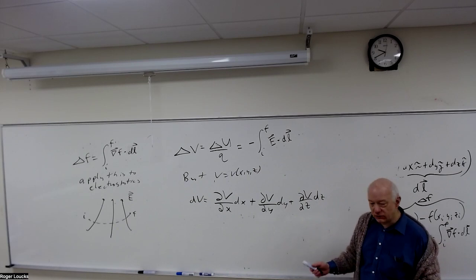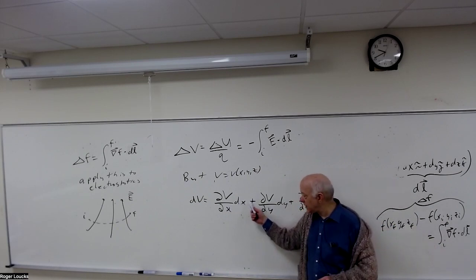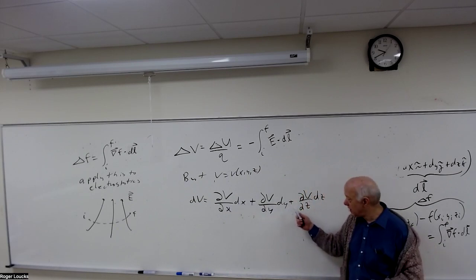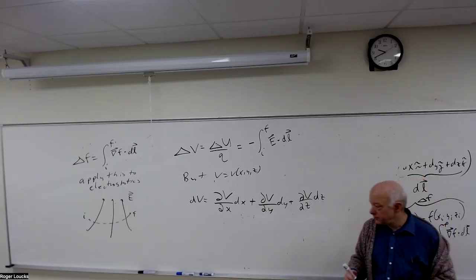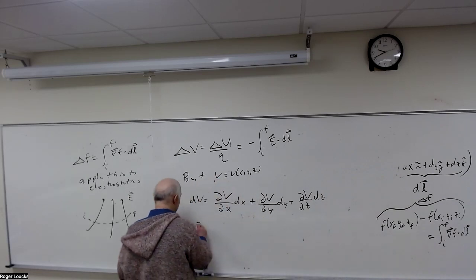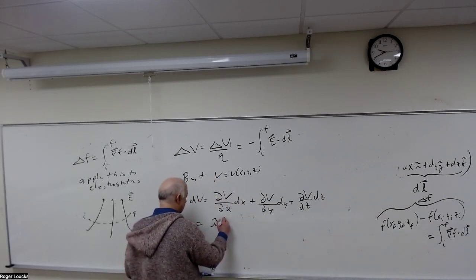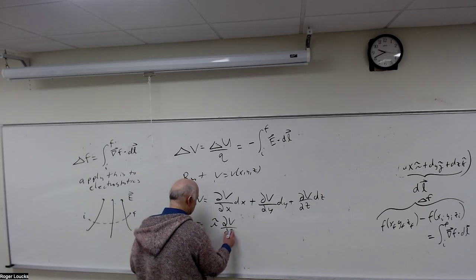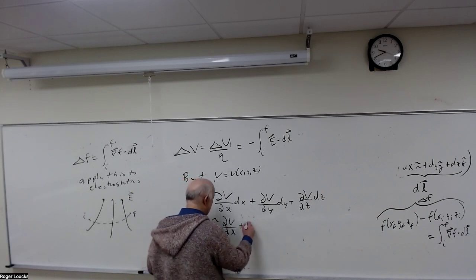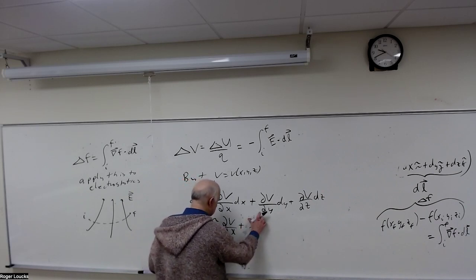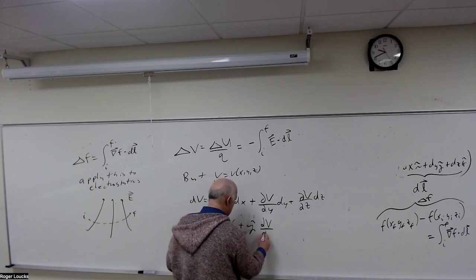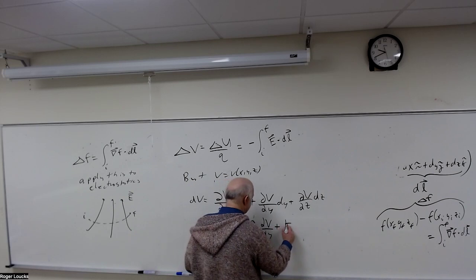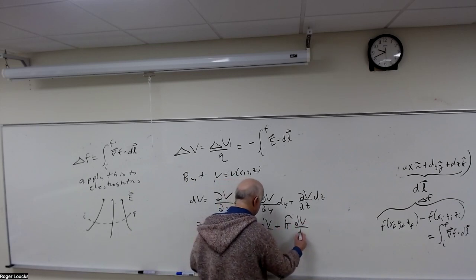Now, what did we say that looks like? An X thing times an X thing plus a Y thing times a Y thing plus a Z thing times a Z thing. A dot product. Okay. What is this a dot product of? It's the dot product of the i hat partial V with respect to X plus j hat partial V with respect to Y plus k hat partial V with respect to Z.